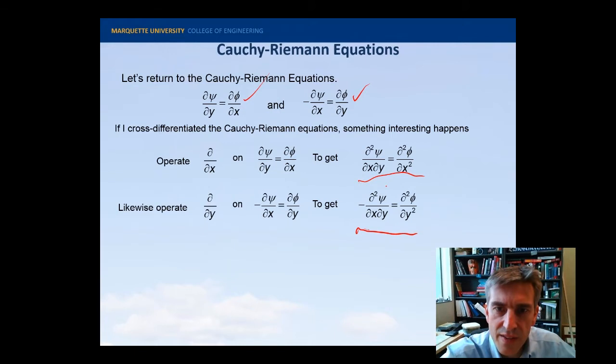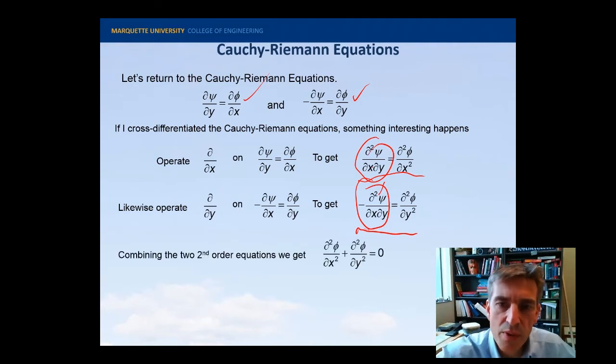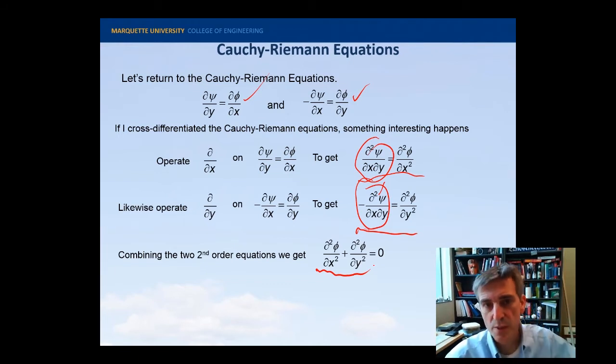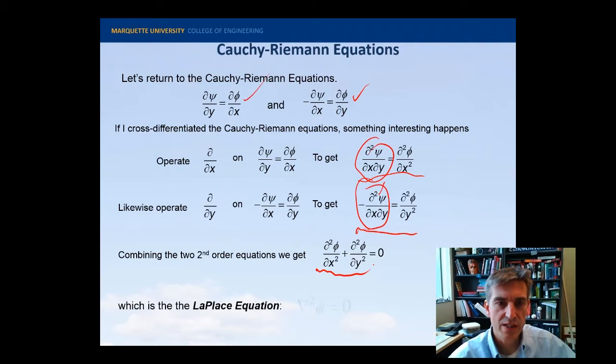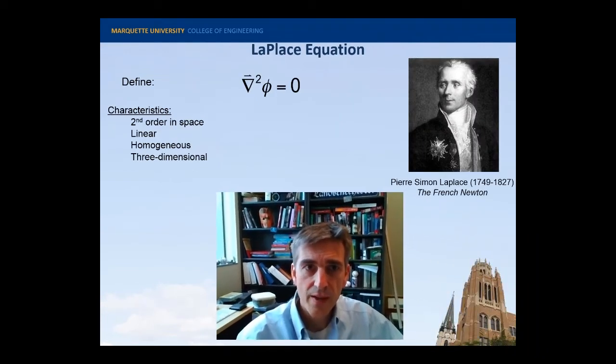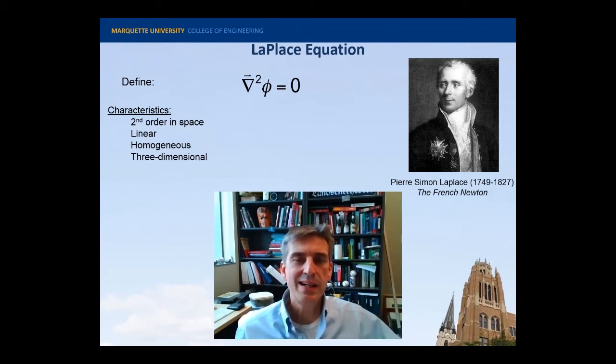Notice that this term and this term are the same, and so we can equate those two terms to end up with this second-order equation that describes phi. So it's the second derivative of phi with respect to x and the second derivative of phi with respect to y. All right, so it's a second-order equation in space, and this is the Laplace equation. I can write it more compactly using the del operator. Del squared phi is equal to 0. So let's characterize this equation.